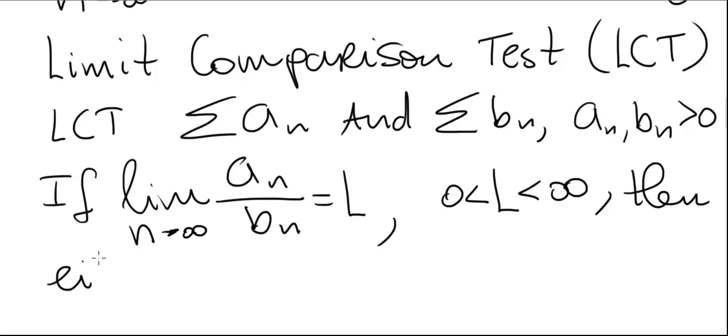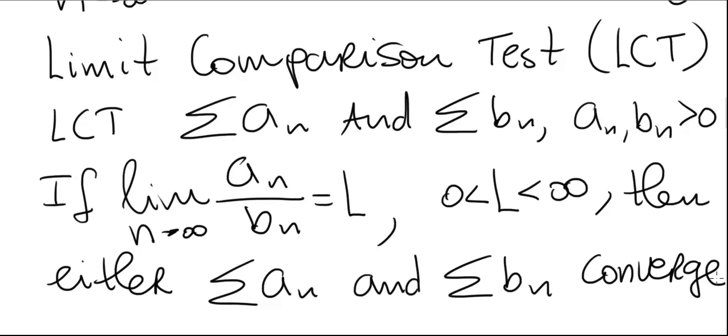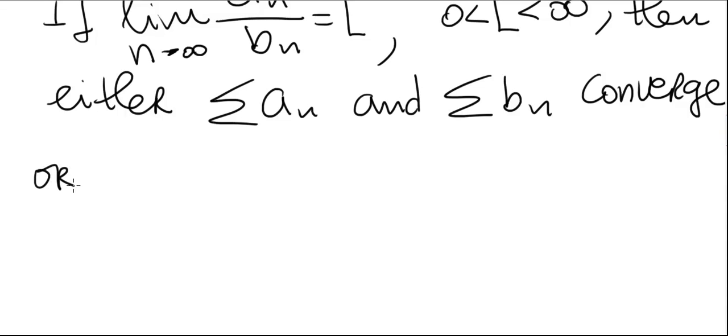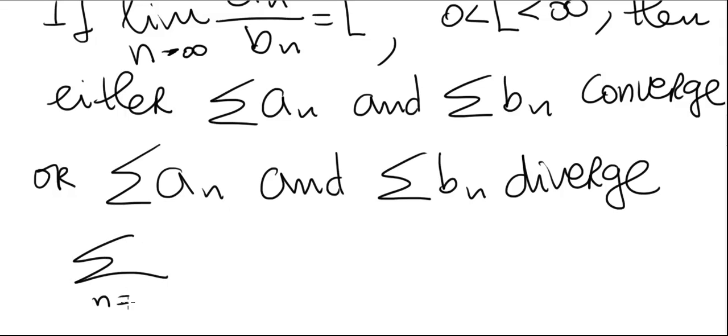have two cases. Either the summation a sub n and summation b sub n both converge, or the second possibility, they both diverge. So what we cannot have is the a sub n series converging while the b sub n series diverges, and vice versa. So we always call the a sub n series the series we're trying to evaluate.